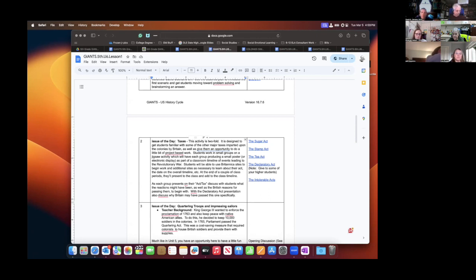So model for them how to do some of this research, even down to, hey, let's go line by line on the first couple paragraphs of the tax or the Stamp Act here. Is this an important piece of information that should be in your flyer? Yes or no? Why or why not? And have some of those conversations. So the final product that kids will develop with this should include details about the act, reactions to it, and the British motivations for passing it.